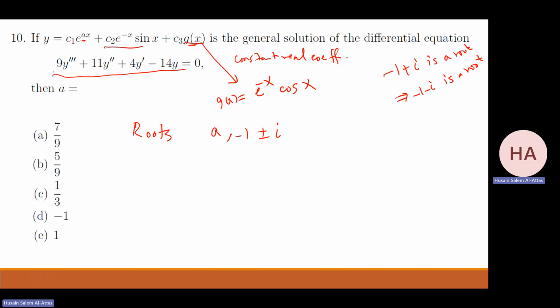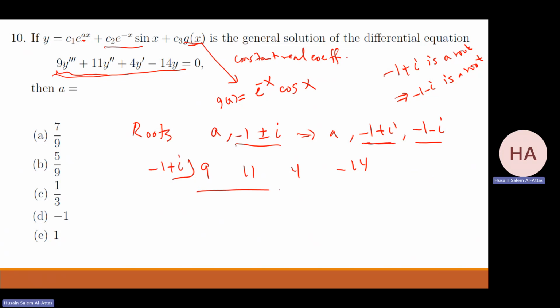Okay. I need to factor this, which is very complicated. But since I know -1 plus i and -1 minus i are zeros, then I can use synthetic division to reduce the equation into a first order equation. This will be 9, 11, 4, minus 14. I will try to start with -1 plus i. I'll have what? 9. That will be -9 plus 9i. So it's what? 2 plus 9i.